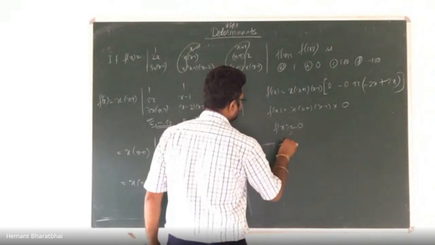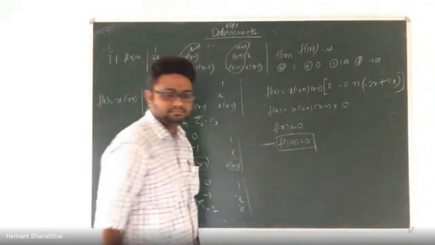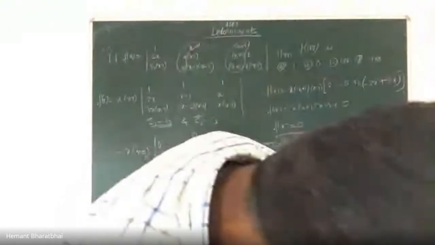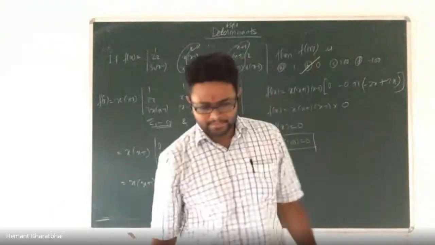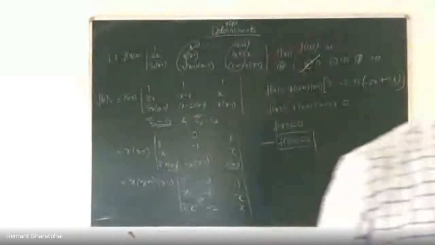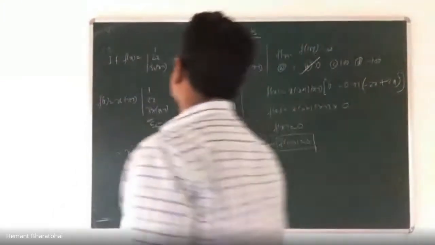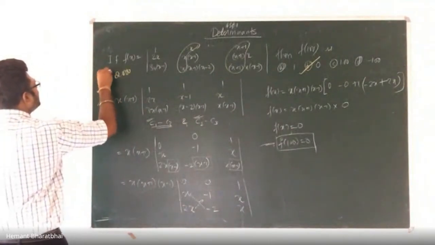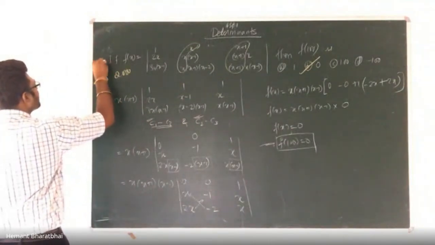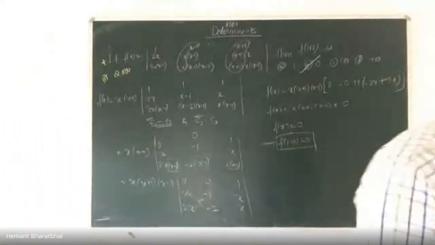So this implies that my f of 100 also will be 0. So my answer is option number B. This has come in the year 2000 in IIT. Everyone please take the screenshot of this.